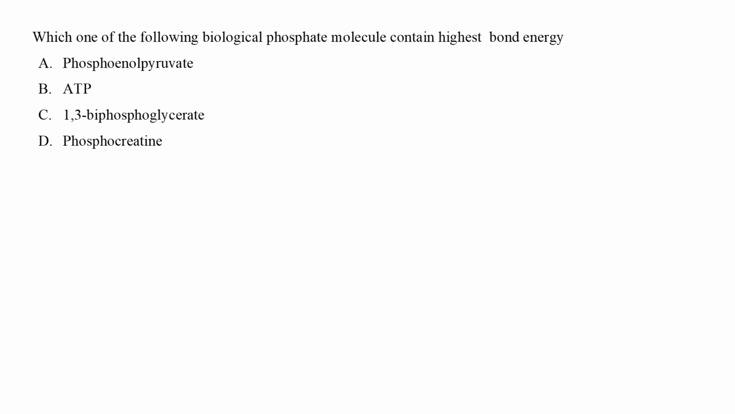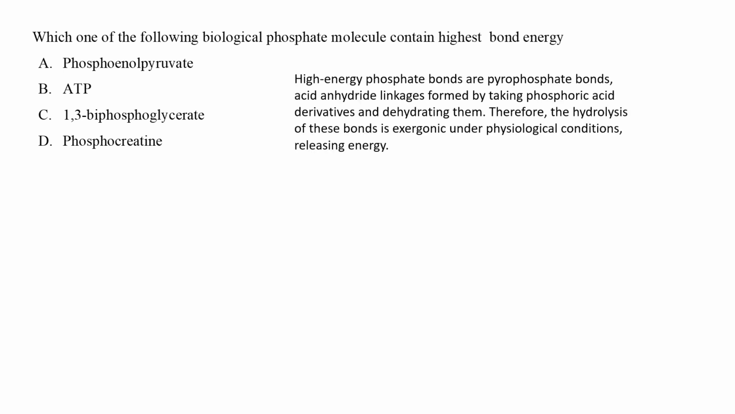Which one of the following biological phosphate molecules contains the highest bond energy? A. Phosphoenol pyruvate, B. ATP, C. 1,3-biphosphoglycerate, or D. Phosphocreatinine. Now, to understand this question, we have to know what it means to have high energy phosphate bonds. These are pyrophosphate bonds or acid anhydride linkages formed by taking phosphoric acid derivatives and dehydrating them. On hydrolysis of these compounds and breaking of these bonds, a lot of energy is released under physiological conditions. Thus, the process is exergonic.